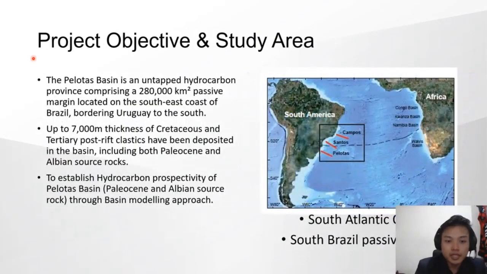The Pelotas Basin is an untapped hydrocarbon province comprising around 280,000 square kilometers of basin margin located on the southeast coast of Brazil, bordering Uruguay to the south. It has around 7,000 meters thickness of Cretaceous and Tertiary sediments that have been deposited in the basin, including both Paleocene and Albian source rocks. The objective of this study is to establish the hydrocarbon prospectivity of the Pelotas Basin, including Paleocene and Albian source rock, through the basin modeling approach.